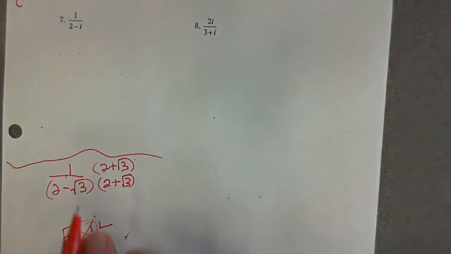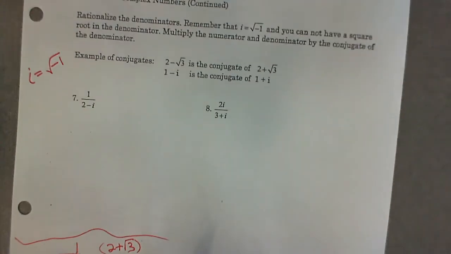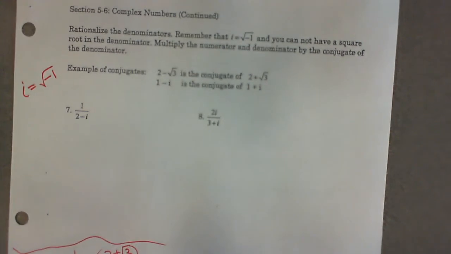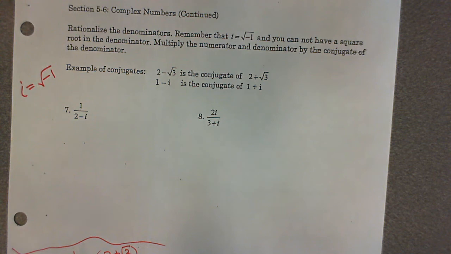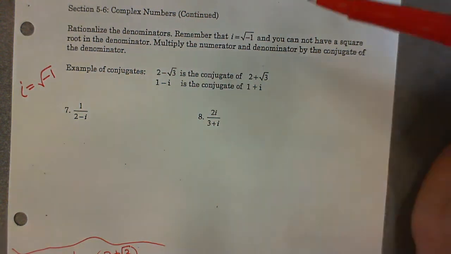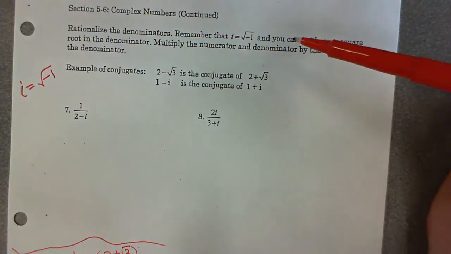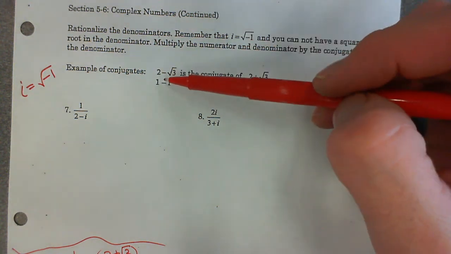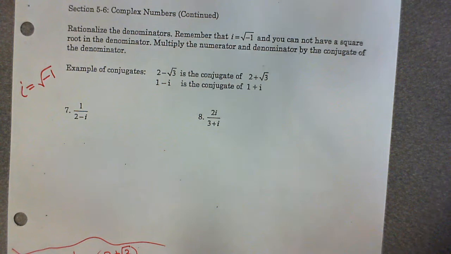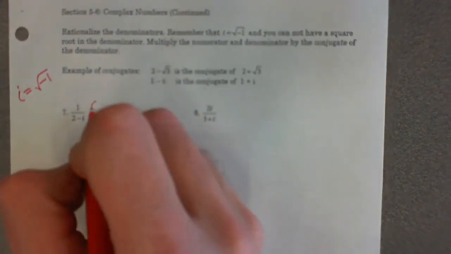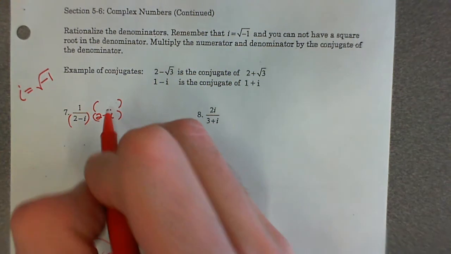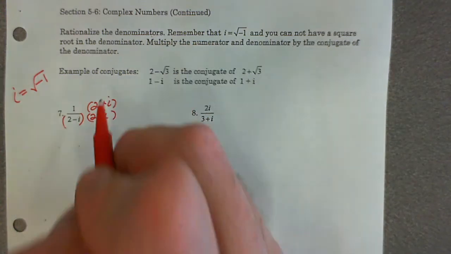So we're going to use that same process on simplifying complex numbers that have i in the denominator. Because the conjugate of 2 minus square root of 3 is 2 plus the square root of 3, the conjugate of 1 minus i would be 1 plus i. On this particular problem, since we have two terms in the denominator, we'll multiply top and bottom by 2 plus i.